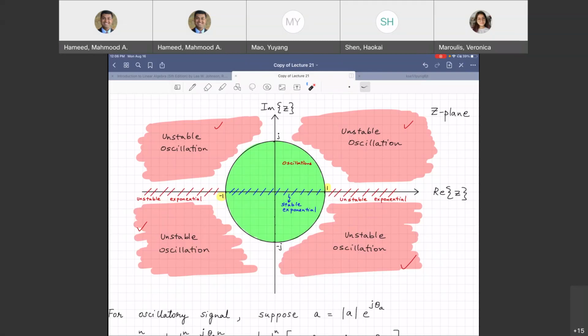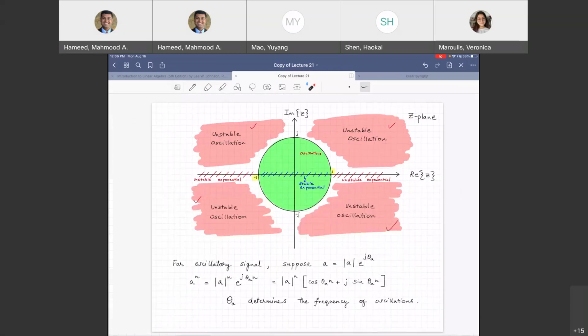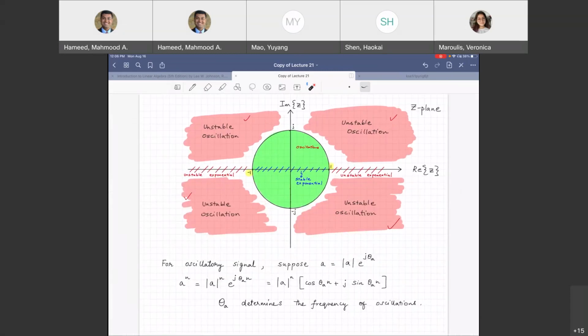If you are outside of the real axis, you will have oscillations. A is complex. You could be inside the unit circle, magnitude of A less than 1. You could be outside the unit circle, magnitude of A greater than 1. Oscillations here, oscillations here. Inside the circle, stable oscillations. Outside the circle, unstable oscillations. Oscillations growing, oscillations decaying.